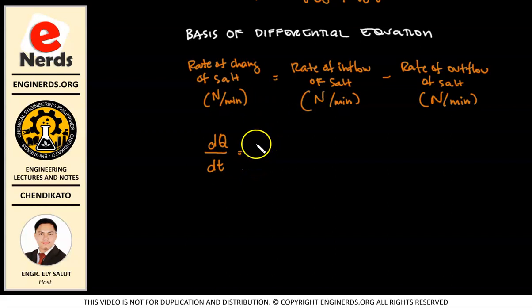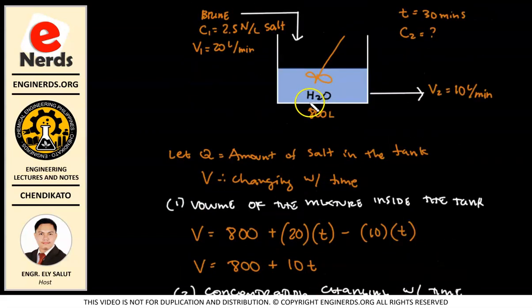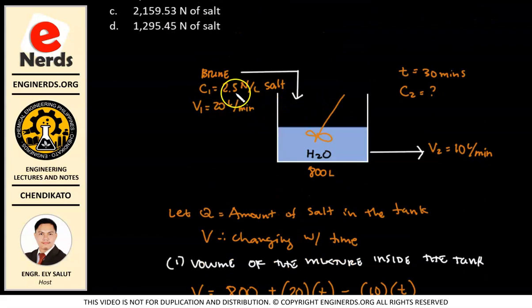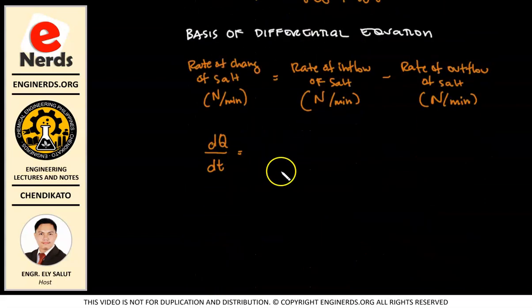di ba? So let us have a look at our inflow. So our inflow, merong pumapasok na 2.5 newtons per liter of salt at a rate of 20 liters per minute. So if you multiply that, you will have here 20 liters per minute times 2.5 newtons per liter. Okay, so as you can see, maka-cancel out yung ating liters here. So our unit will be newton per minute, katulad nung nire-require natin dito sa ating basis of differential equations, di ba? Right, so ganun din sa ating rate of outflow.